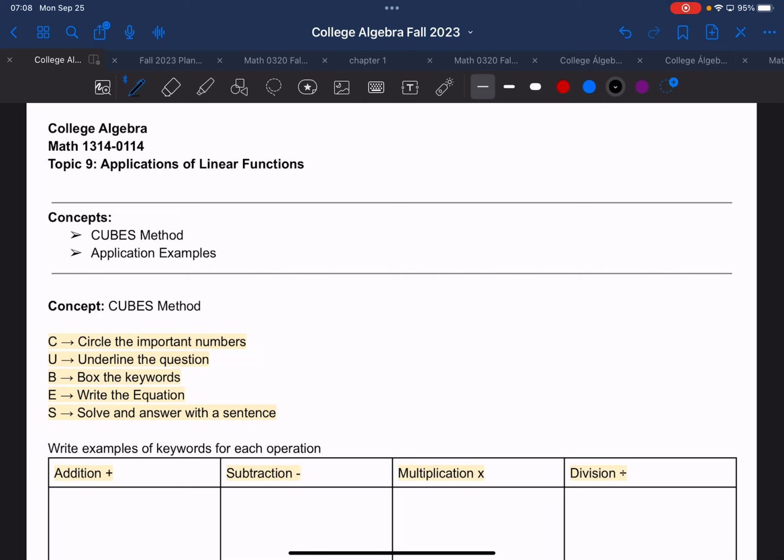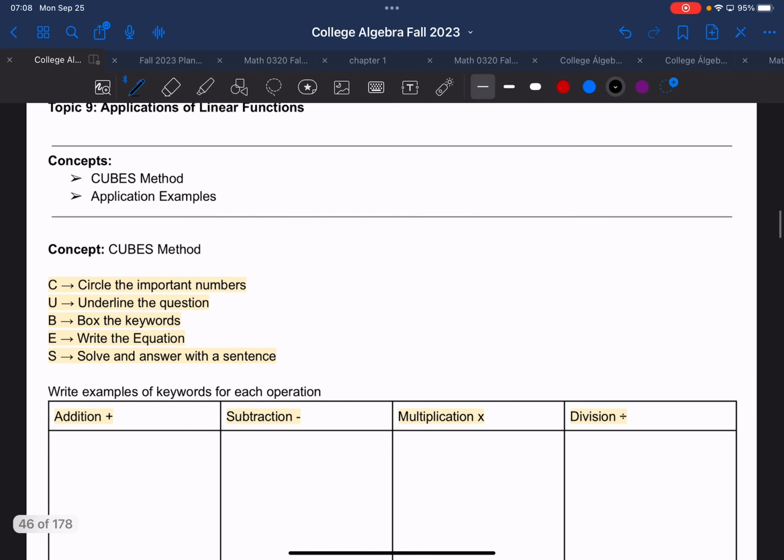So the CUBES method just tells us all the steps to go through a word problem. C stands for circle the important numbers. U, underline the question. B, box the keywords. E, write the equation. And S, solve and write a sentence. So the important things here, I don't need to see you underline, circle, box. If that helps you, do it, but I'm not grading you for doing that. What I am looking for is that you write the equation, you solve it, and you write a sentence explaining your answer. Okay.